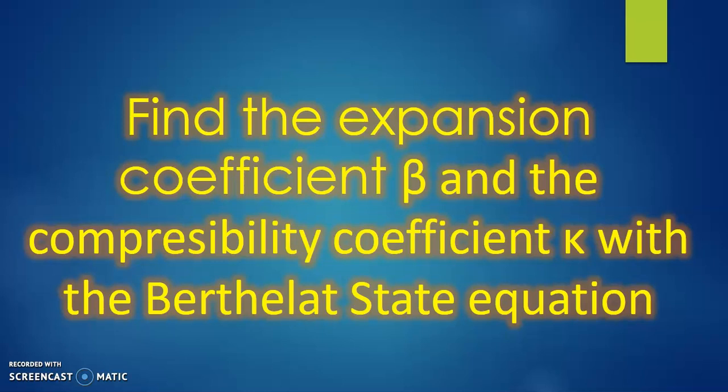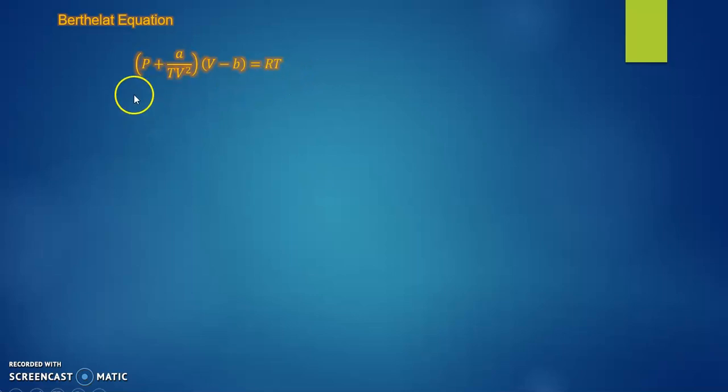Hello everyone, in this video we'll find the expansion coefficient beta and the compressibility coefficient kappa with the Berthelot state equation. Let's get started. The Berthelot equation is the expression that we have over here. Notice that this expression is very similar to the Van der Waals equation. The only difference is that we have a d factor over here.